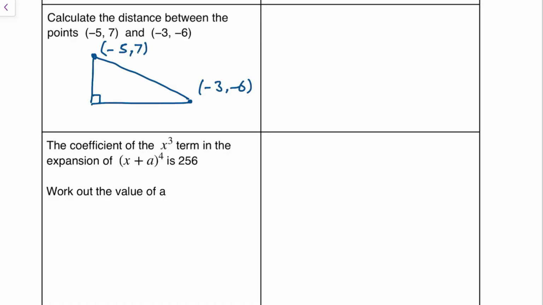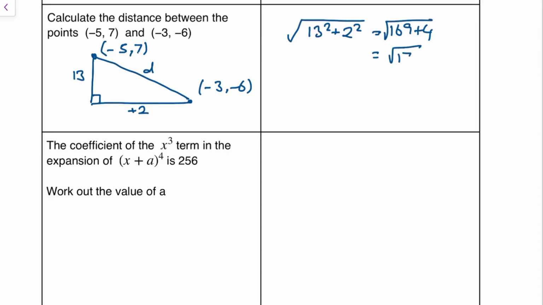All I need to know is that to get from the x value minus 5 to the x value minus 3, I need to add 2. In order to get from the y value 7 to the y value minus 6, that's a difference of 13. So in other words, although this looks nothing like a correctly scaled triangle, all I need to care about is the distance. The straight line in between is going to be 13 squared plus 2 squared, which is the same as 169 plus 4, square rooted, which is going to be the square root of 173.